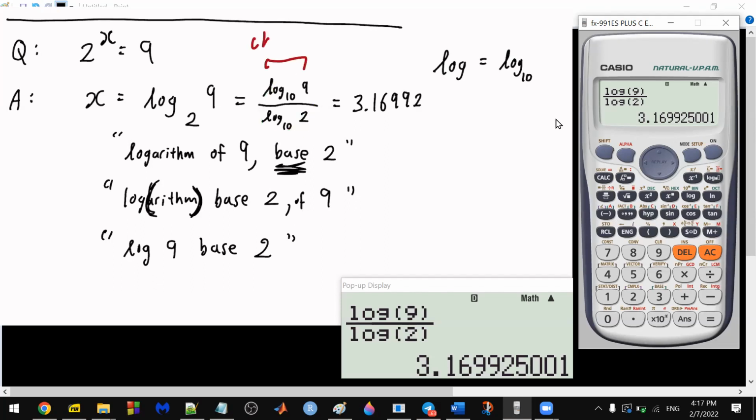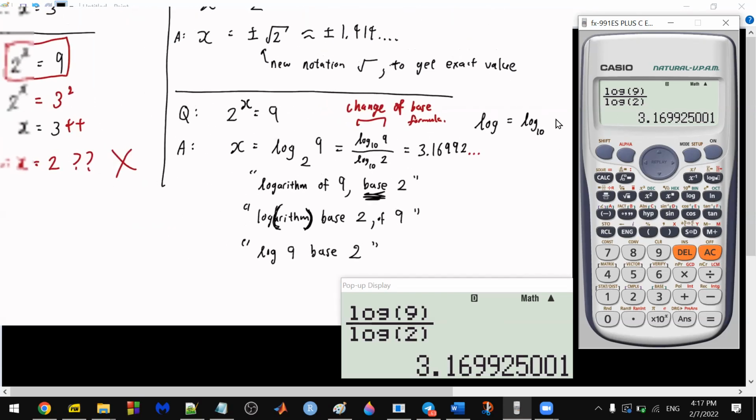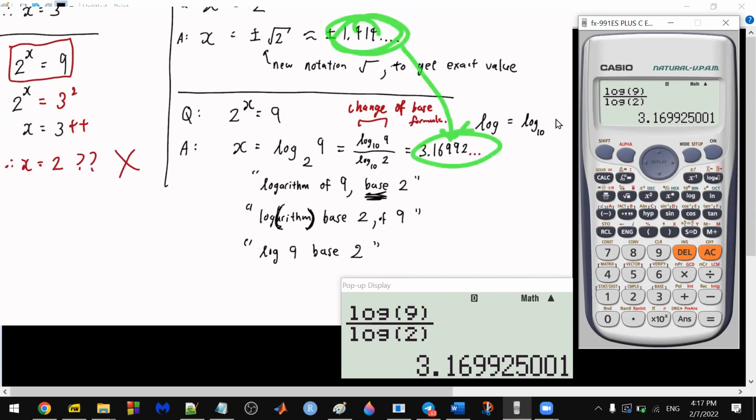This is called the change of base formula. I'm not sure if I can finish explaining today. Okay, so 3.16992, so on and so forth. So again, it's just like your square root of 2, 1.414, blah, blah, blah. It has a lot of decimals, but then we are able to express it in an exact form by using a new notation, log 9 base 2. So let's just accept this for now. I will elaborate more on what this means.